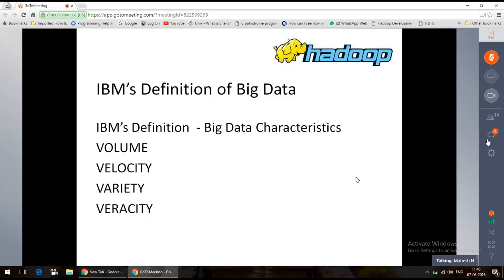IBM has given a specific definition talking about volume, velocity, variety and veracity. Volume is how much data is coming in today, how much data I received yesterday, how much data I'm going to receive tomorrow, a prediction. When you decide upon the volume, you will decide upon velocity. Velocity means the response time. How much time do I need for attaining a certain volume of data? How much time or scope I need to store the volume of data which I'm getting on a daily or hourly basis.